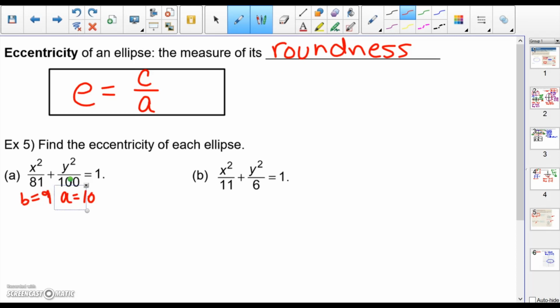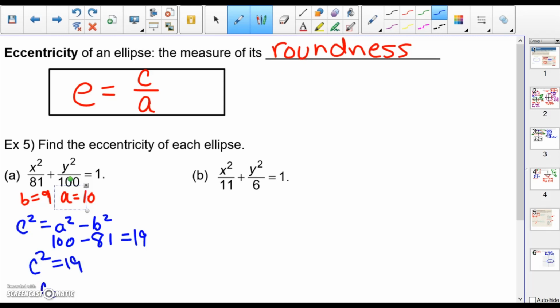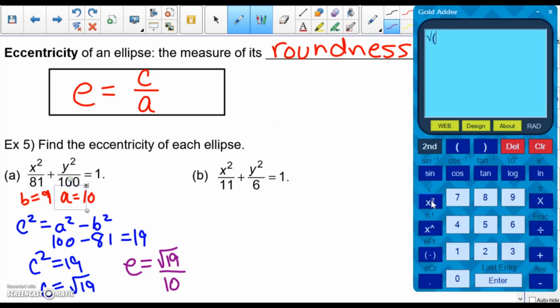So before we can use that new formula, we're going to have to find C from the old formula. C squared equals A squared minus B squared. So that's going to be 100 minus 81 is 19. So C squared equals 19. C is going to equal the square root of 19. Okay, square root of 19. So now we can use our new formula. E equals the C value over the A value, square root of 19 over 10, which is about 0.44 or so.